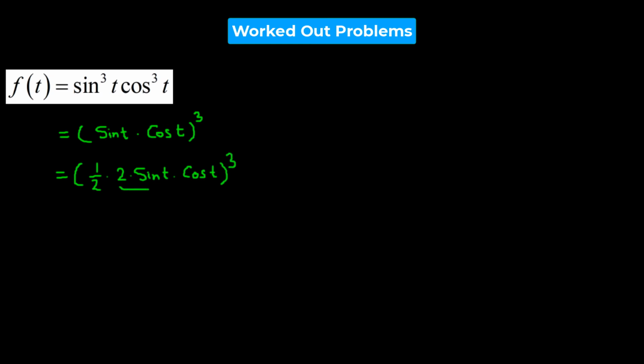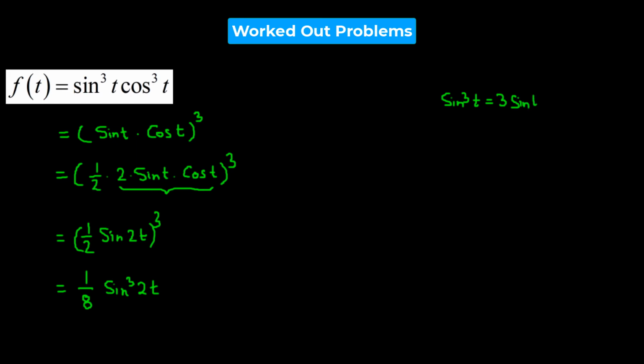This has been done because 2 sin t cos t is an identity which is sin 2t. So we have (half sin 2t) whole raised to the power of 3. Half raised to the power of 3 is 1 over 8, so we get 1 over 8 times sine cubed 2t. Now we also know that sine cubed of t is equal to 3 sin t minus 4 sine cubed t.